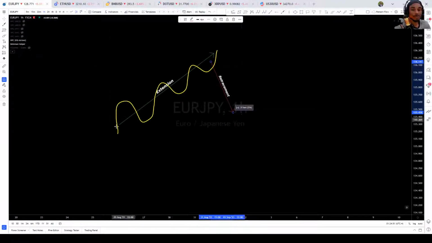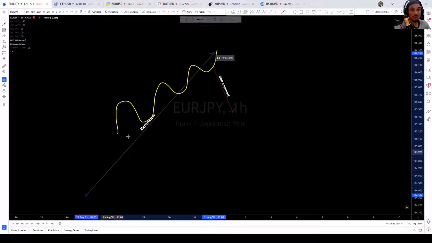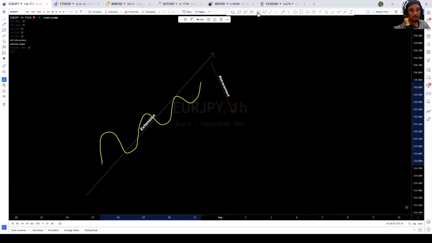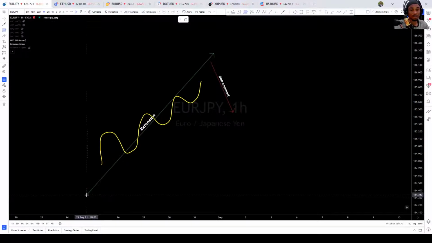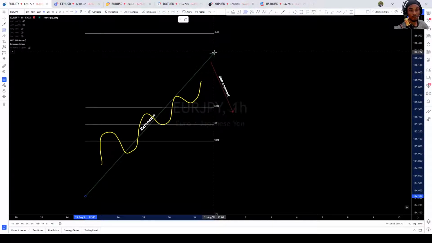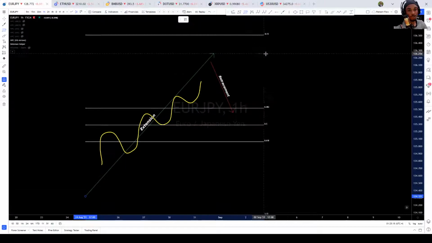When the retracement happens, this is now when I like to use the Fibonacci tool. I'm going to use the Fibonacci tool from the beginning of the extension, literally the beginning, and all I'm going to do is follow the extension, the full move all the way up. And because I don't have my Fibonacci tool extended out to the right side of my screen, I'm going to extend it myself.